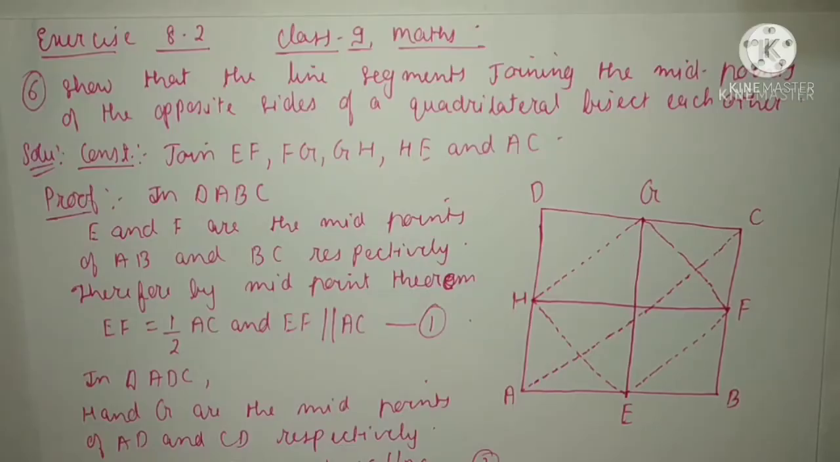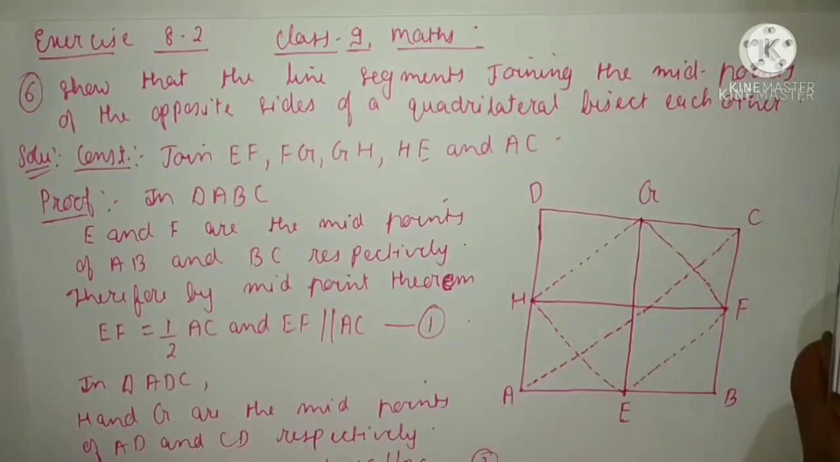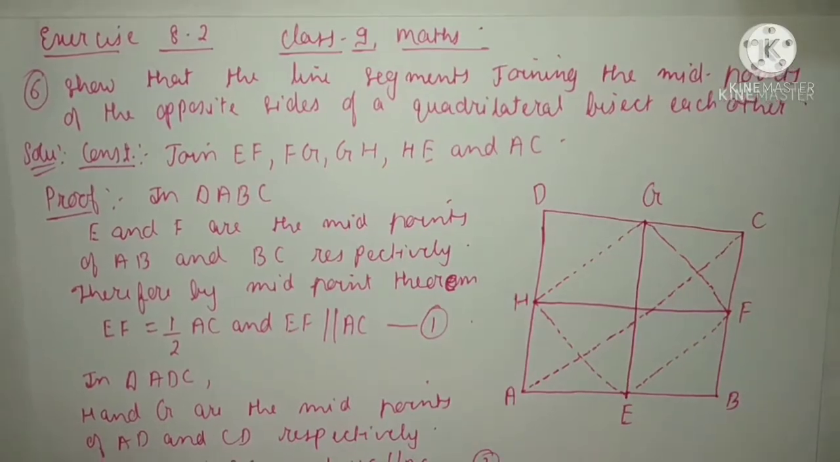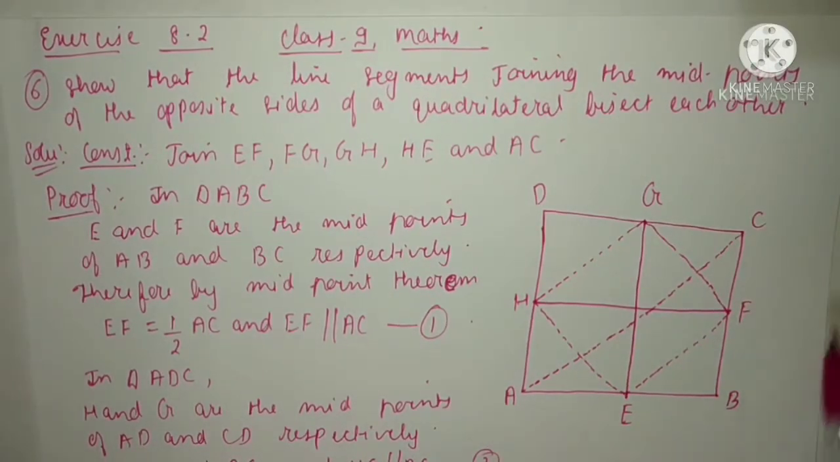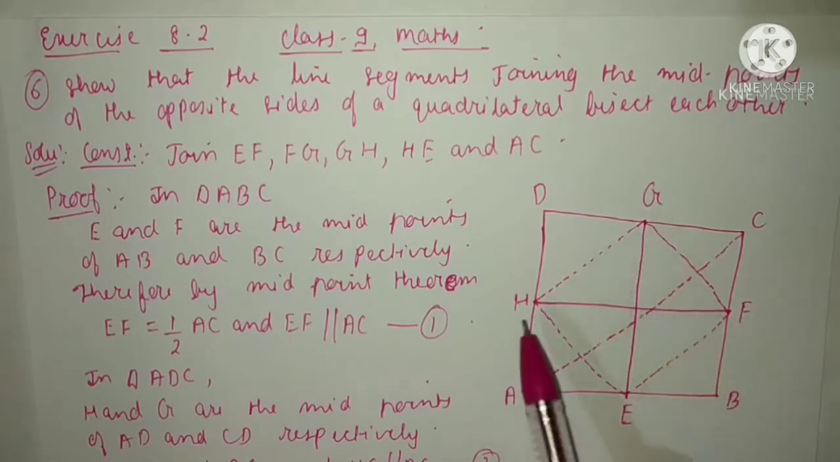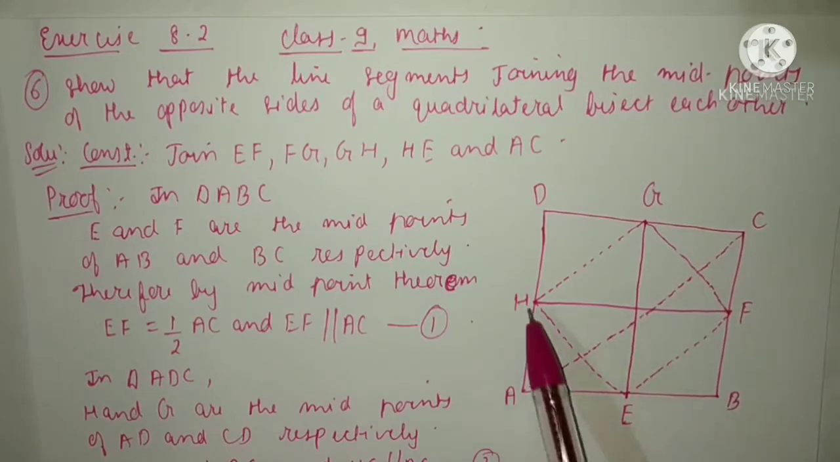Now see the sixth question. Show that the line segment joining the midpoints of the opposite sides of a quadrilateral bisect each other. Now this is a quadrilateral ABCD. In this, the midpoints of the sides are E, F, G and H. Now we have to prove that this EG and HF bisect each other.